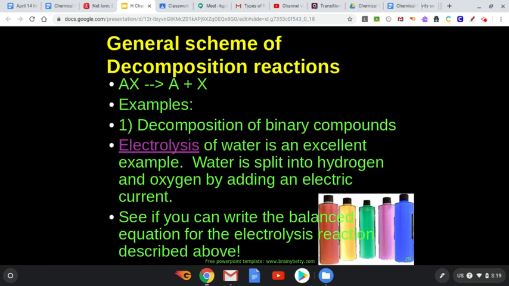The general scheme of decomposition reactions is as follows. A and X stand for generic elements. Together they're a compound, and then they split into their representative elements.